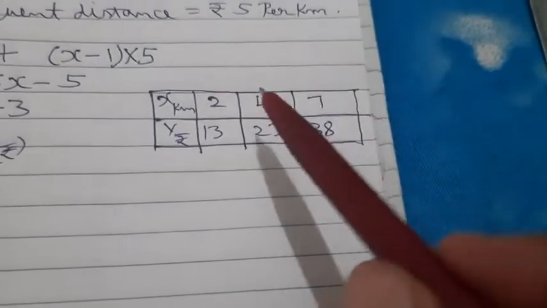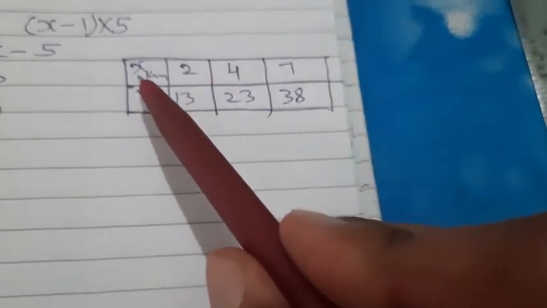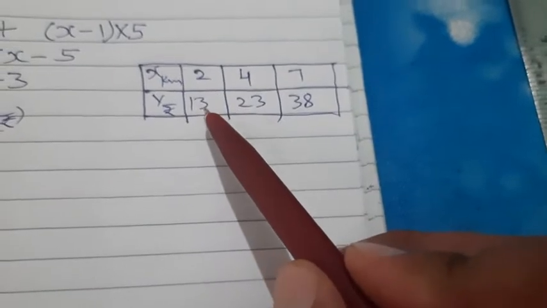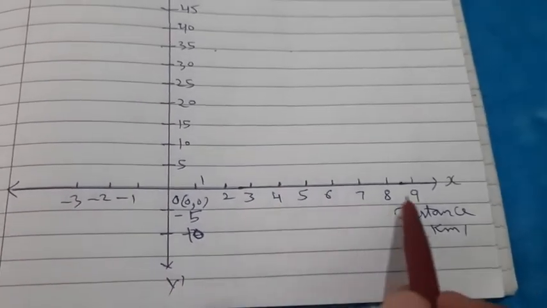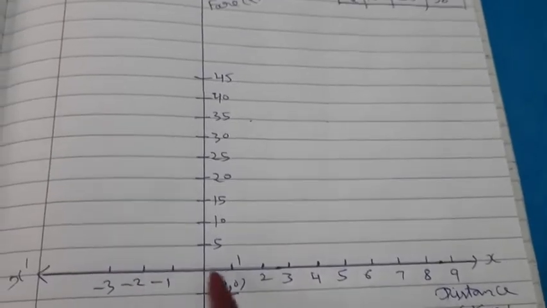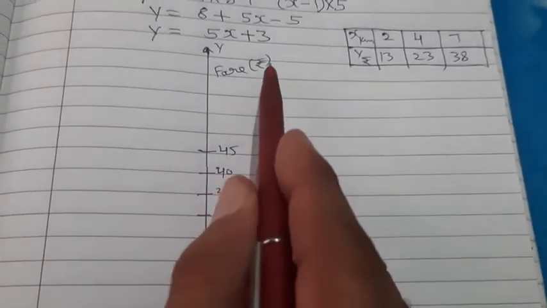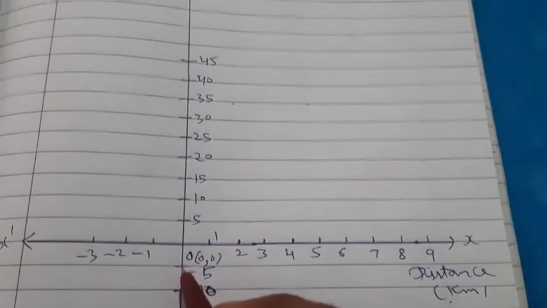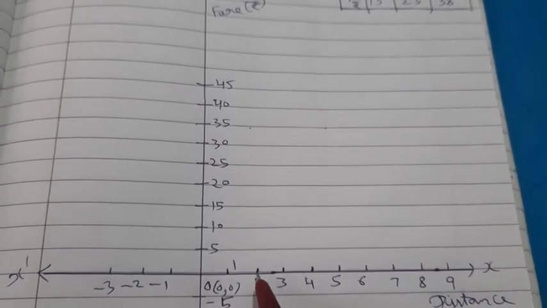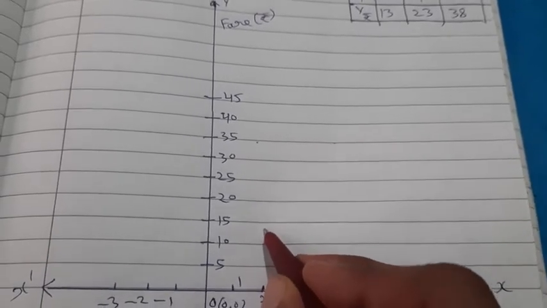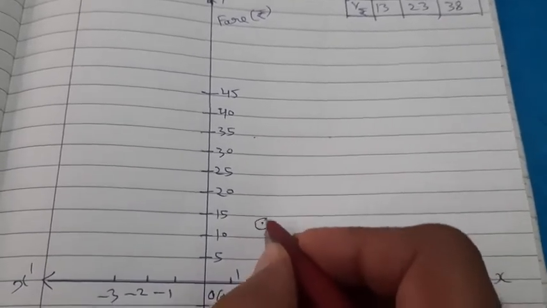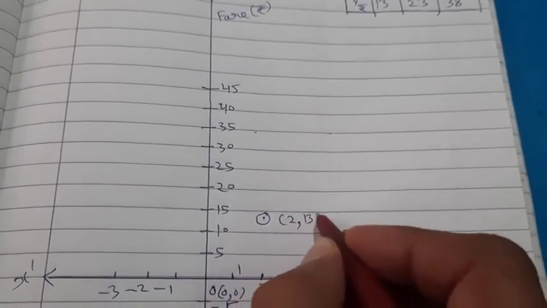Now the values which we have calculated, I have presented here in this table. X distance 2 kilometers, fare 13. So first of all, let us present this point on the graph. On this x-axis we have taken the distance in kilometers, and on this y-axis we have taken the fare in rupees. So when we plot the point 2 and 13, it will be like this. This is point 2 on the x coordinate, and when we move upward, here we find the value 2 and 13.